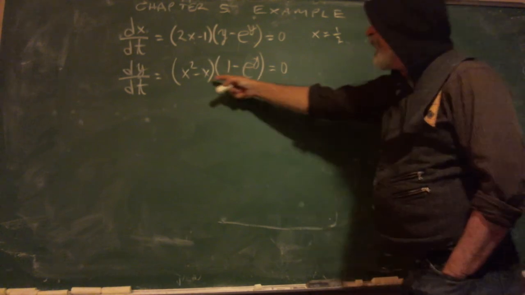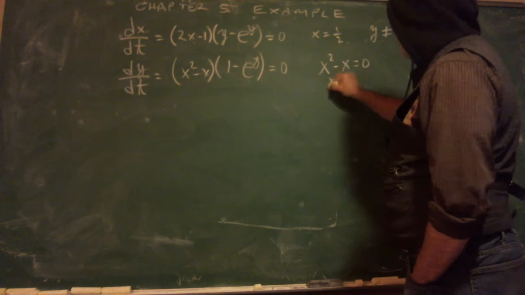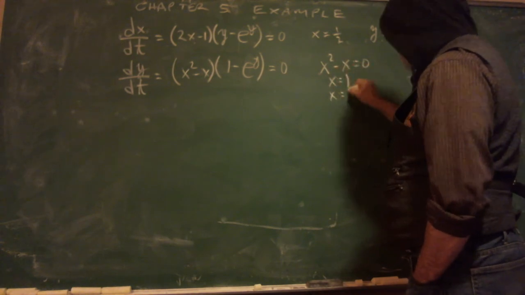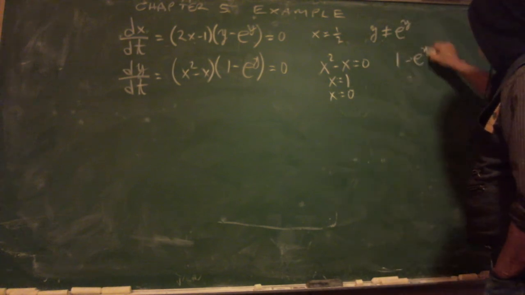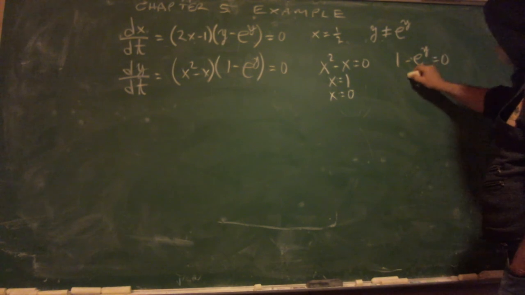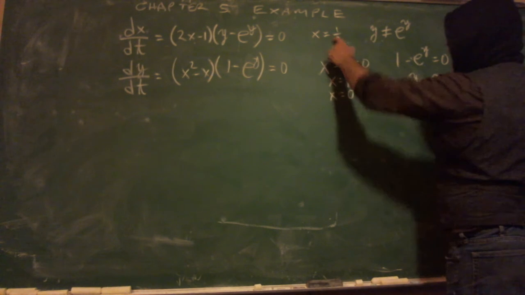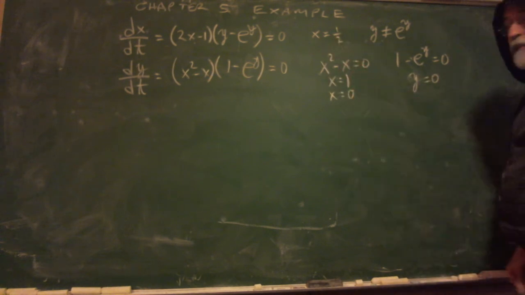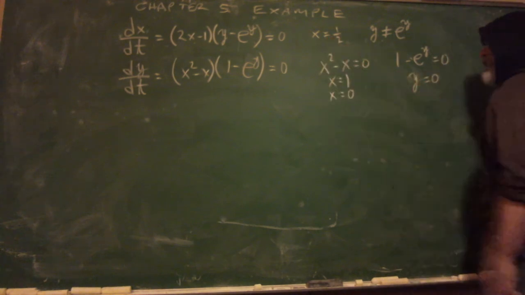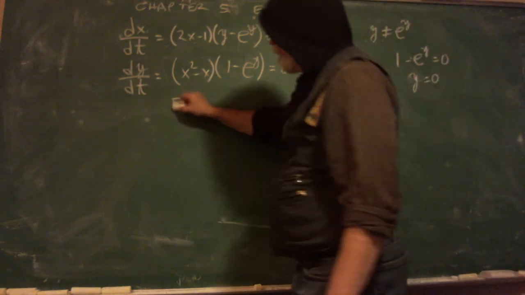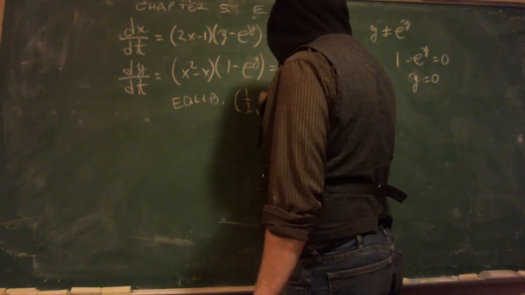And over here, I've got x squared minus x equals 0. That only works for x equals 1 and x equals 0. So I got constants out of there. And then I have 1 minus e to the y equals 0. That only happens for y equals 0. So if you look at it, I can't have x equal 1/2 and x equal 1. I can't have it. But I can have x equal 1/2 and y equals 0. That's the only equilibrium, and it's at 1/2, 0.